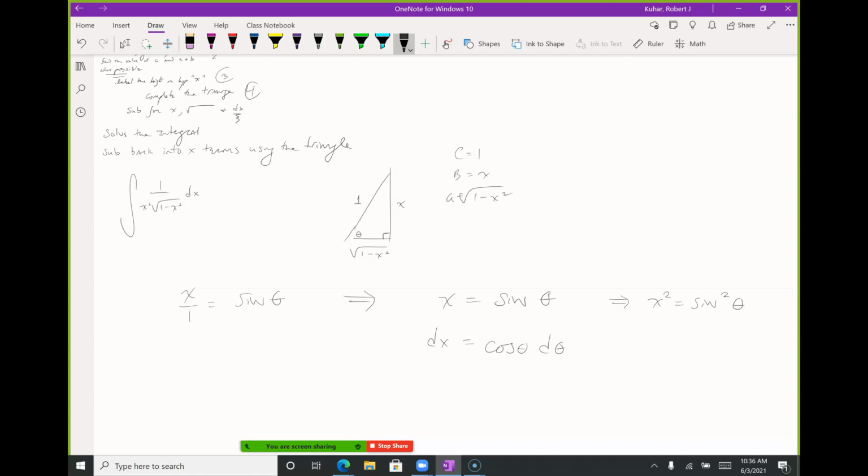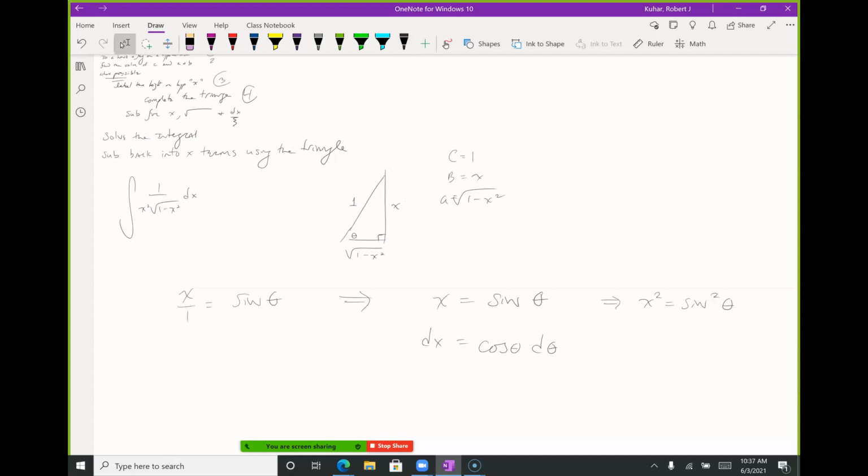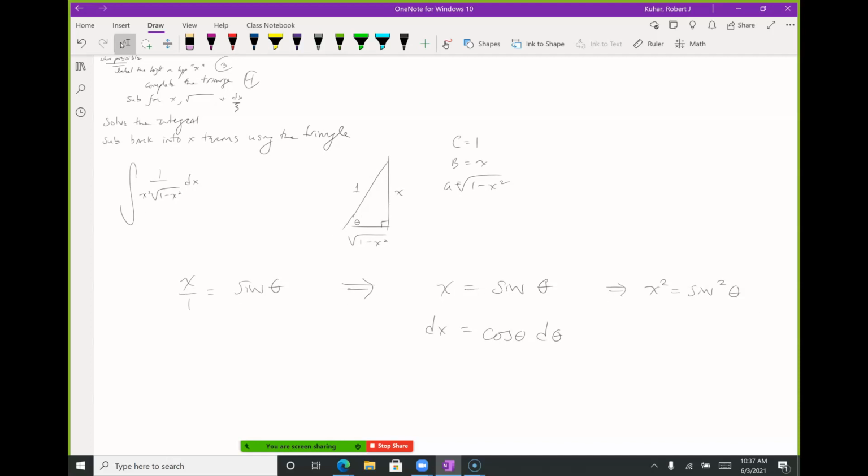Remember, dx is with respect to what variable, right? The integral of sine of x dx is the antiderivative of sine of x with respect to the variable x, right? Now, the only other thing I need is the square root of 1 minus x squared over 1, which is what? Cos of theta. Right? You see that?